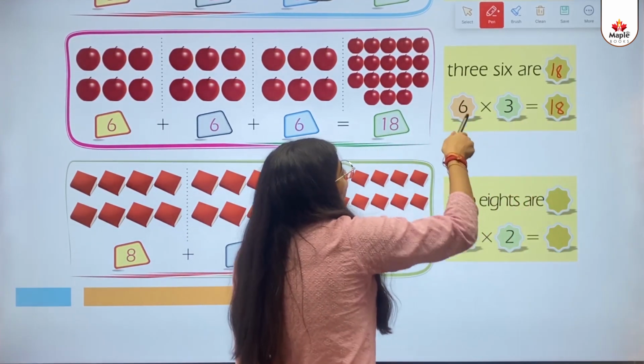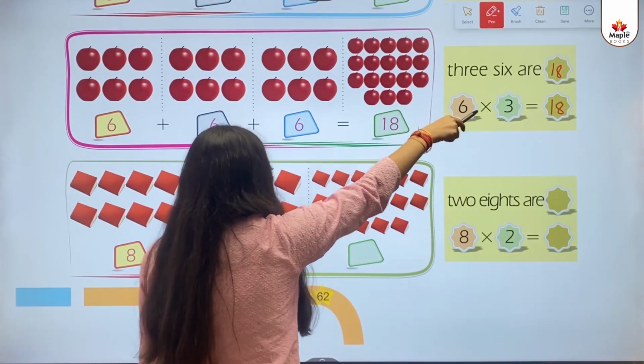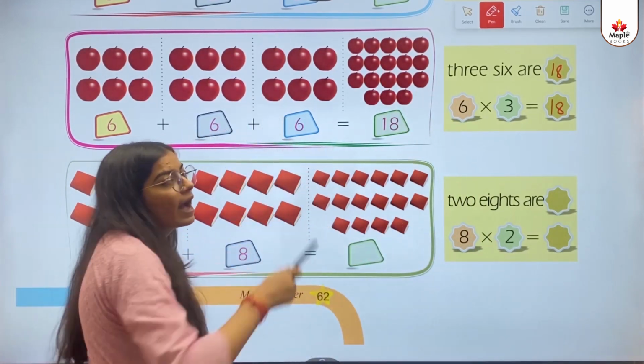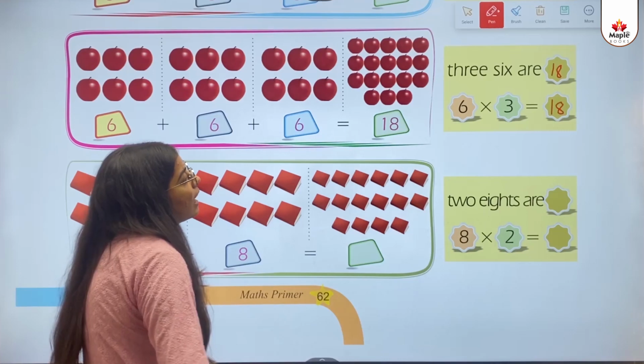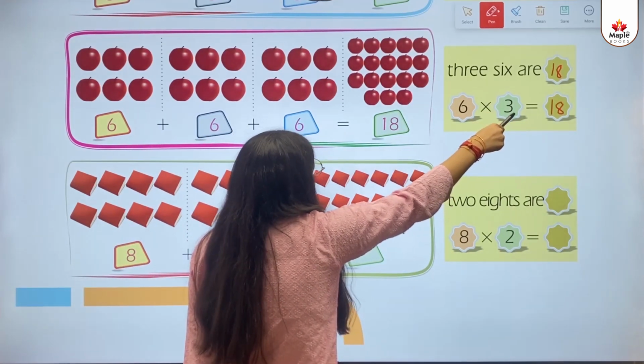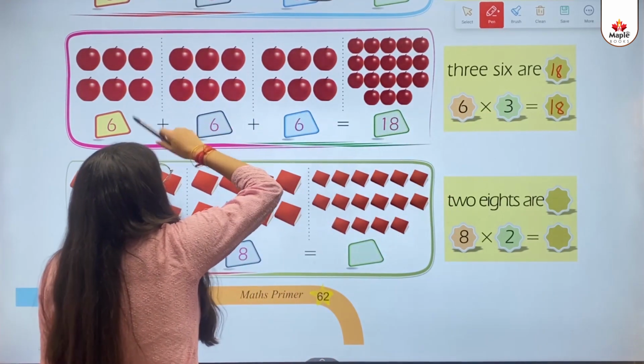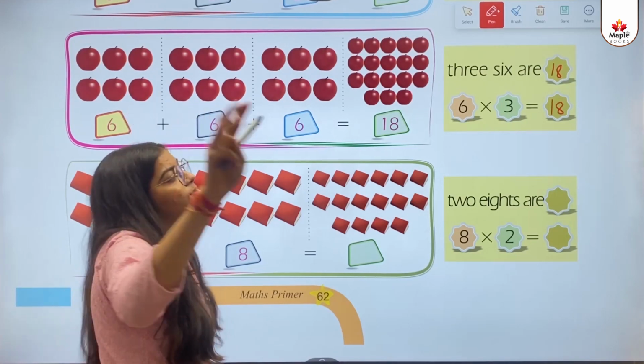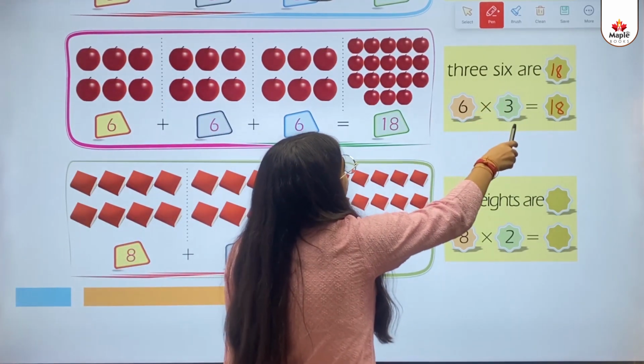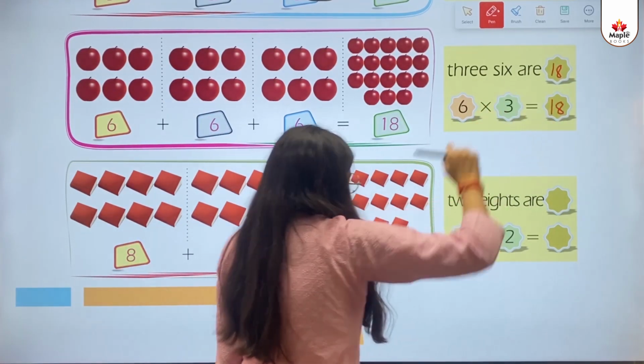So, what does this 6 say? That each group has 6 objects. And what does this 3 say? That there are 3 groups. So, 6 threes are 18.